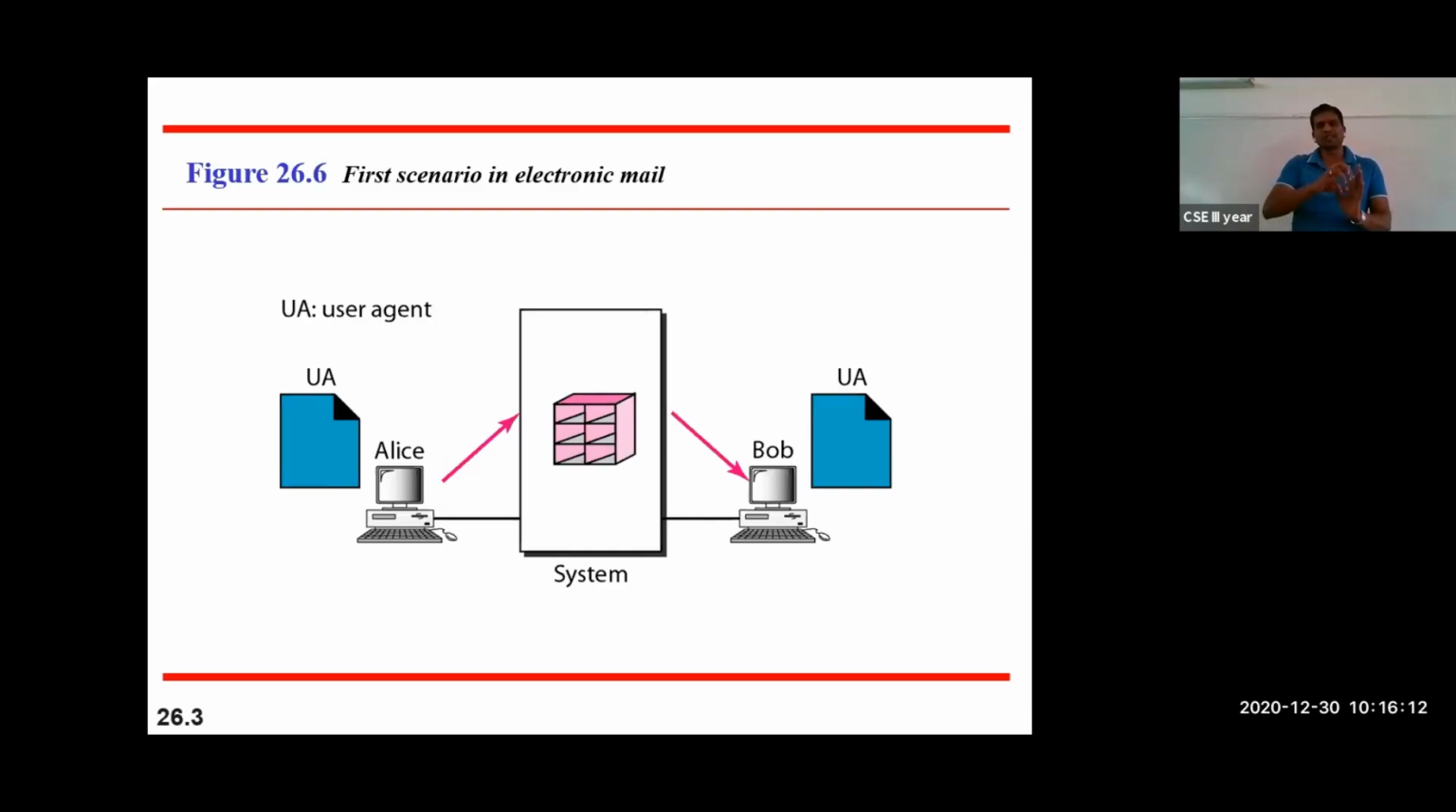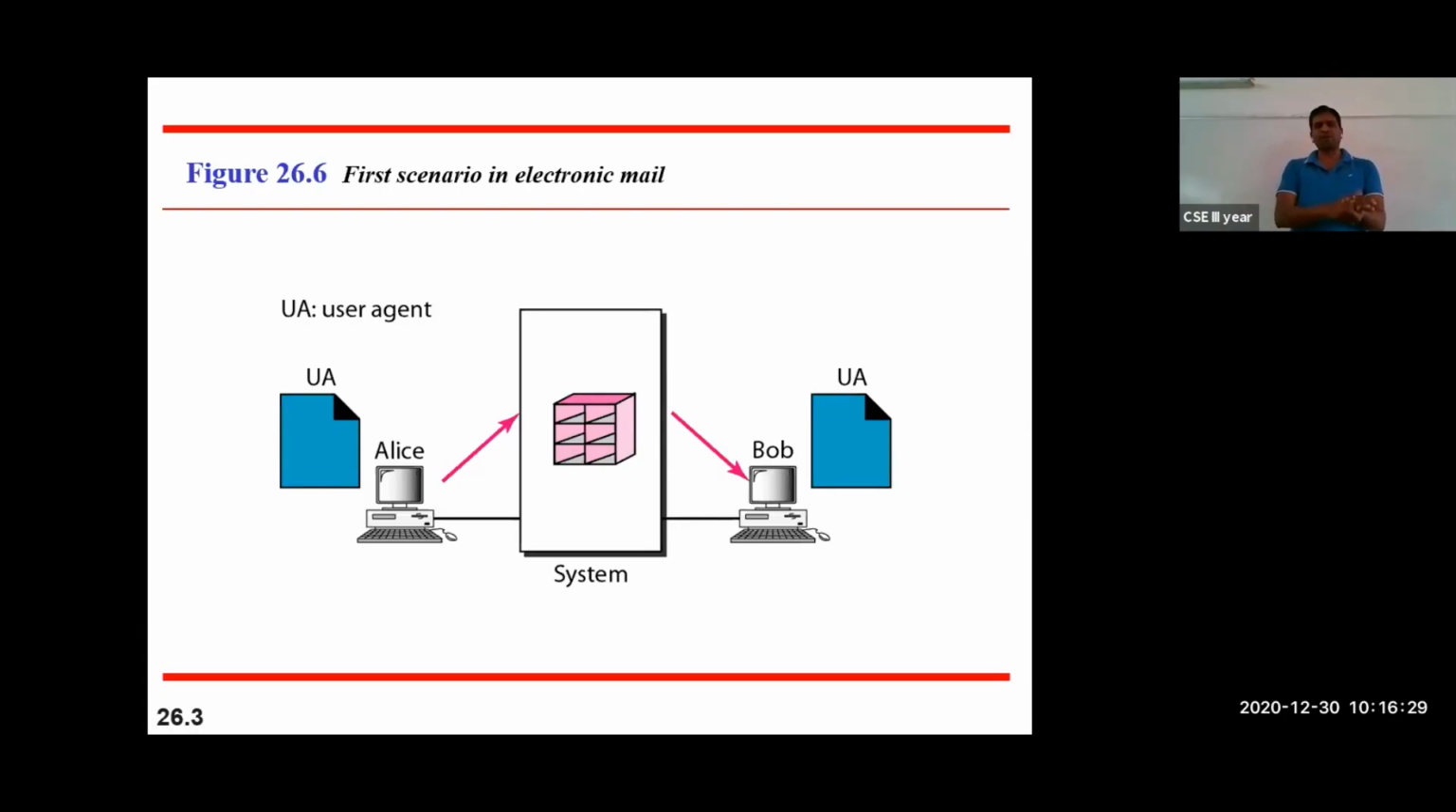Without a user agent, this procedure of sending and receiving mails, initiation cannot happen. So what is the user agent here? The mail program, the mail application. For example, say Gmail on your desktop or on your mobile. That is the user agent.